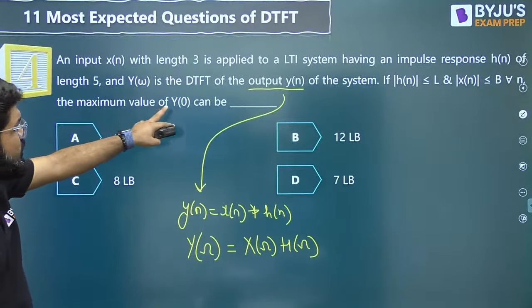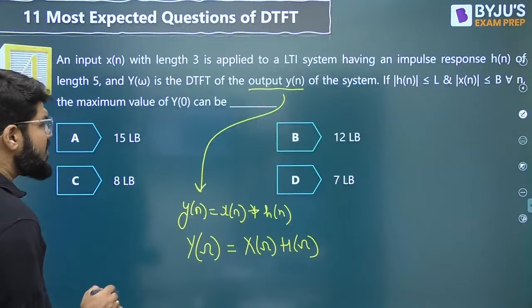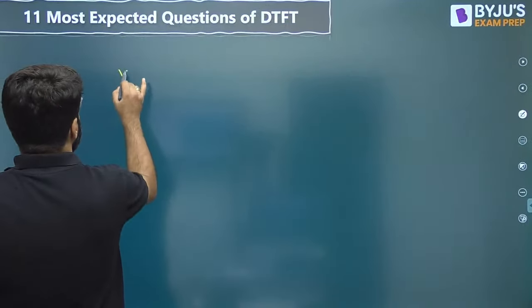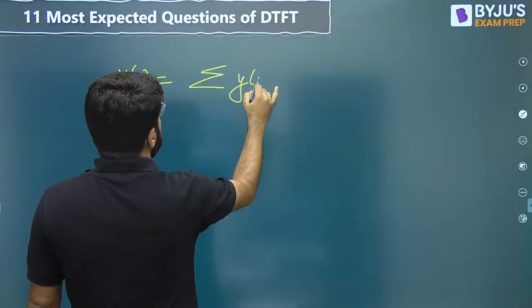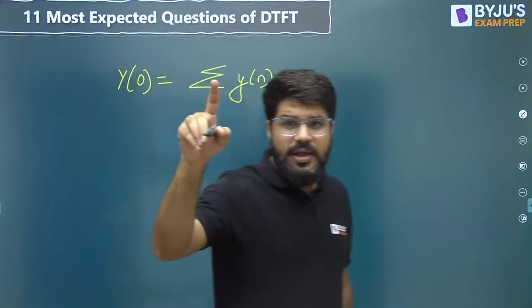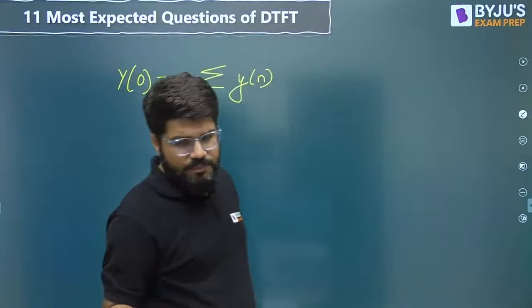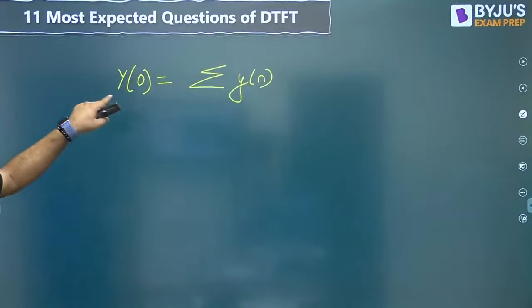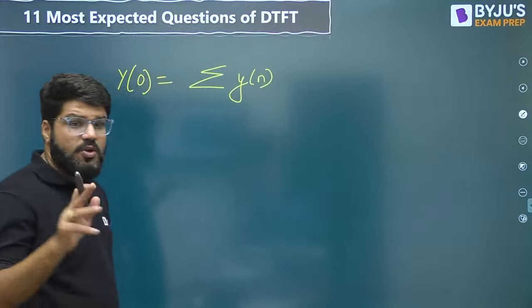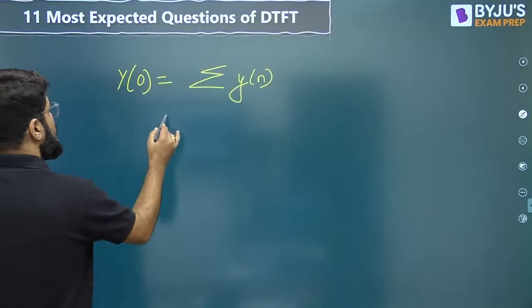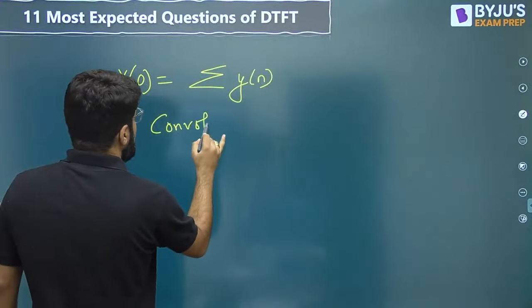What is the maximum value of y[0]? So what is y[0] first of all? It is given by the property: summation of y[n]. Question number 1 for today, question 1.1. So what is y[0]? It is summation of y[n]. Now use the convolution property.